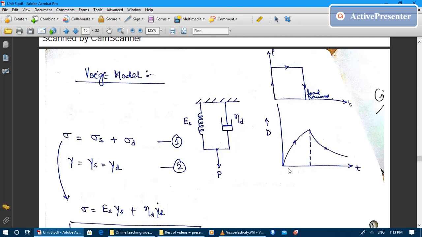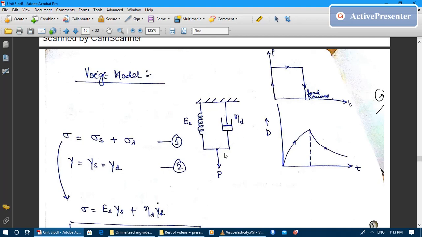Now see how the deformation behaves. This is deformation versus time. When we apply load P, the spring will attempt to distort immediately, because it is an elastic element. But the dashpot, which is connected in parallel to the spring, is a viscous element, and it will say no, I am not able to deform immediately, I will take some time for the deformation.